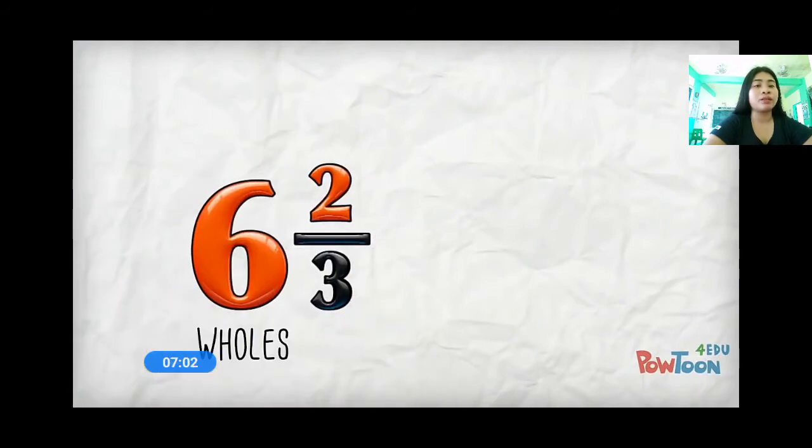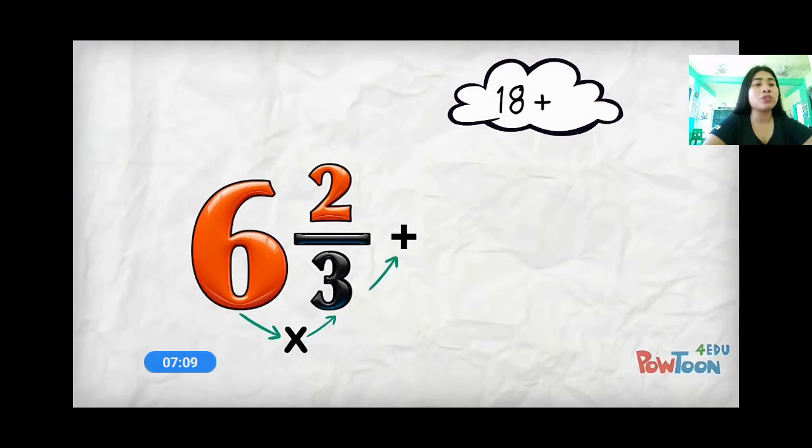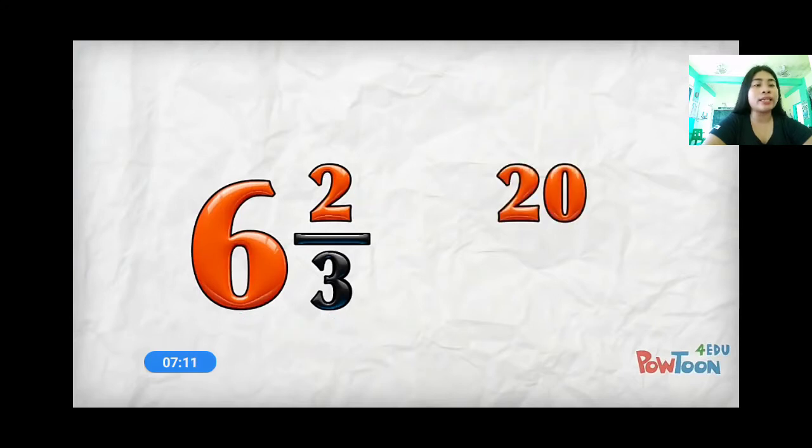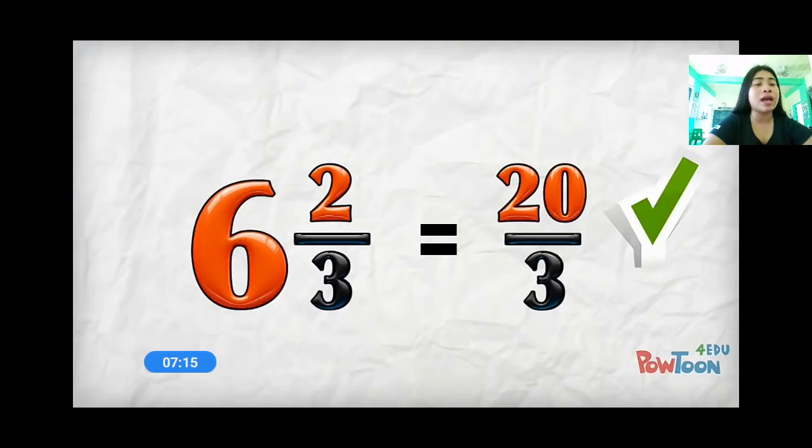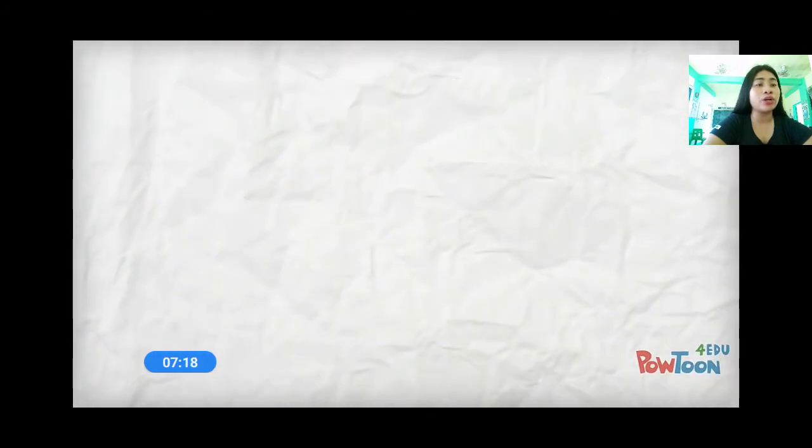6 wholes. Okay. Each whole is worth 3 parts. So 6 times 3 equals 18 plus 2 equals 20. So 20 is our numerator, and then just copy the denominator. The answer is 20 over 3.